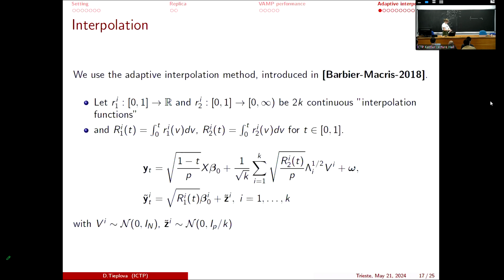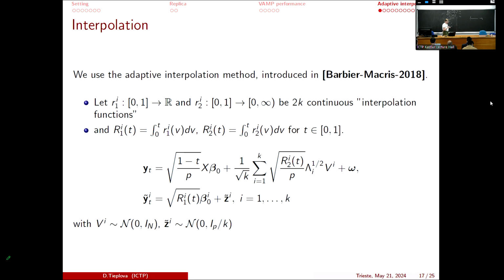Okay, so I have just 5 minutes for the interpolation part. It will be very fast. I just wanted to highlight the key points. The adaptive interpolation method was created not that long ago by Barbier and Macris. And it was a generalization of a very well-known interpolation method.